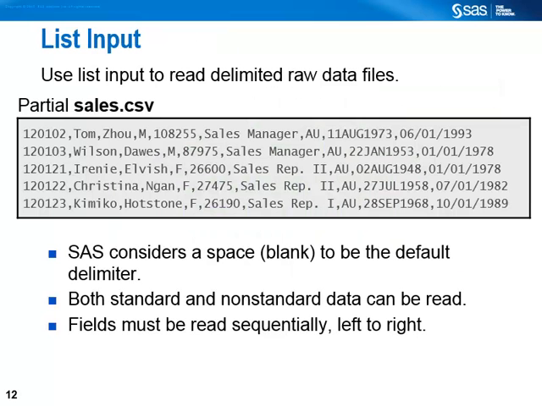List input. For our scenario, we are going to use list input because our file is delimited. This is the partial view of the sales.csv raw data file, which is separated by commas. SAS considers a space to be the default delimiter. Both standard and non-standard data can be read. Fields must be read sequentially from left to right.